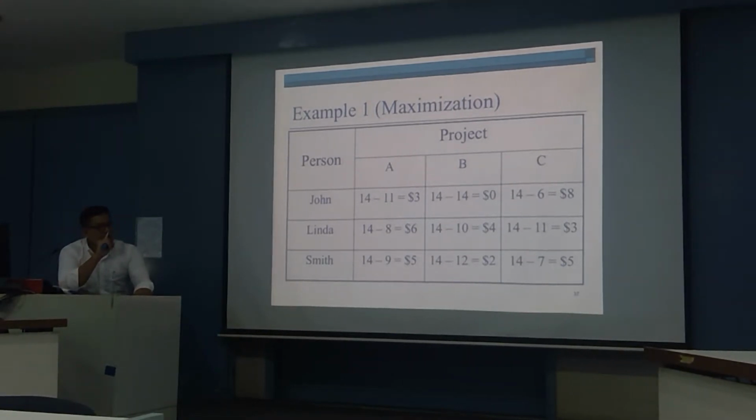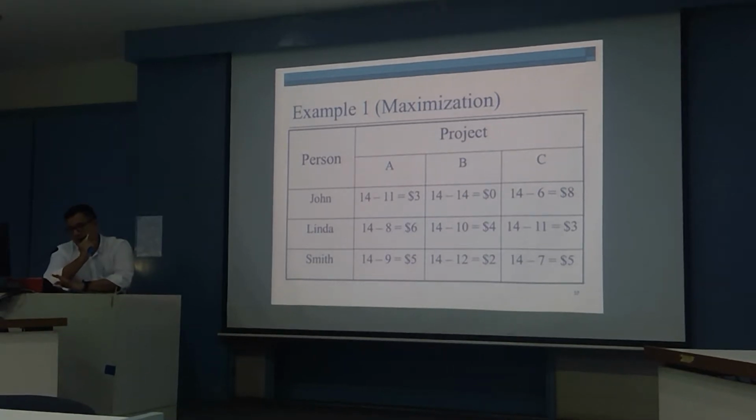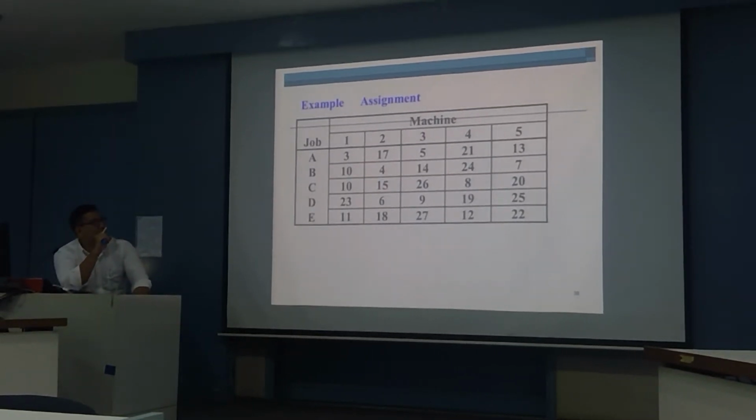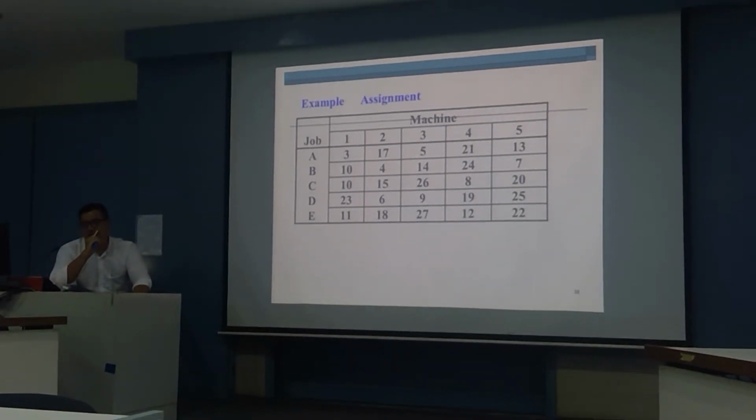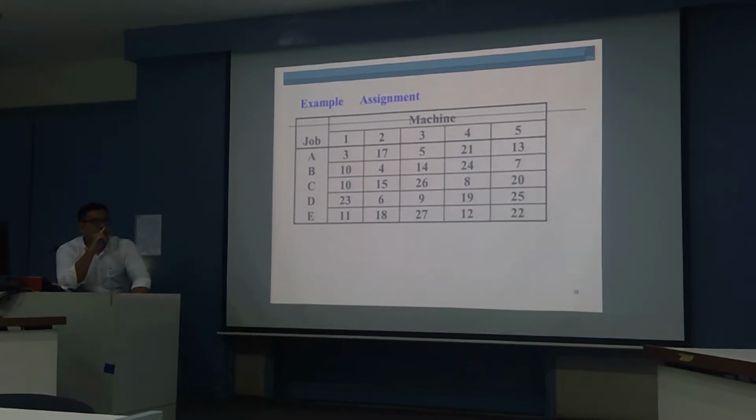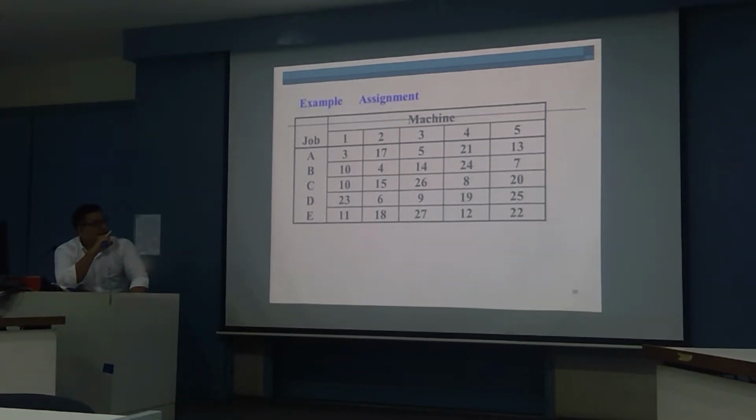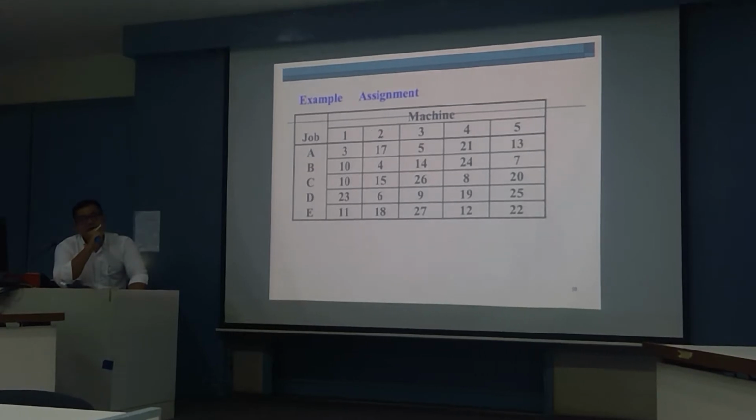Okay, let's practice one more problem before we go to another example in the Microsoft worksheet. So let's see this example. I have the example of 5 jobs and 5 machines. Let's say that the number in the table is the time required for each job on each machine, in minutes. So our objective is to find how we can assign these 5 jobs to the machines in order to have the minimum time.